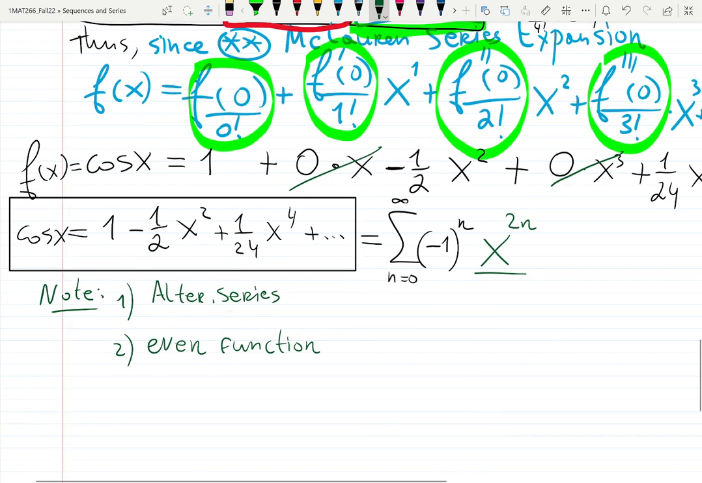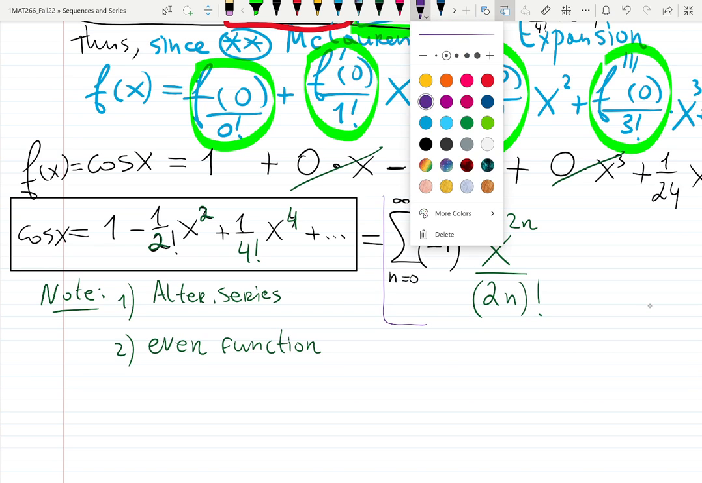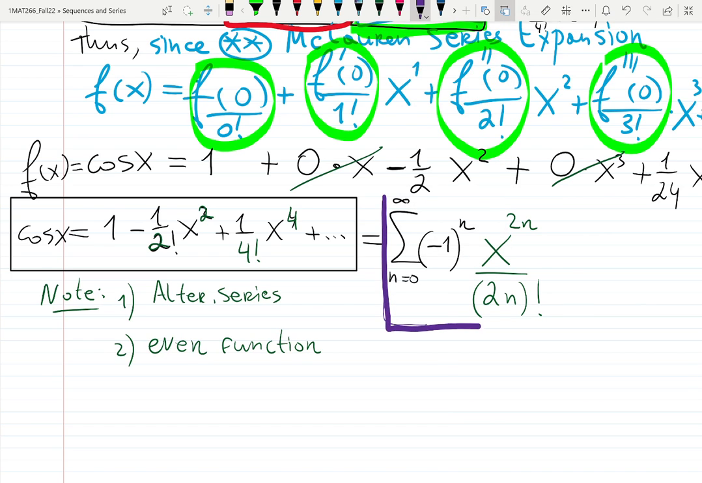And then we notice this idea. When you have power 2, it's divided by 2 factorial. When you have 4, it's divided by 4 factorial, which is how we got 24. So that means the pattern will be, if you have x to the 2n as the power, we're going to divide it by 2n factorial. And that is the famous known formula for the cosine function Maclaurin expansion.